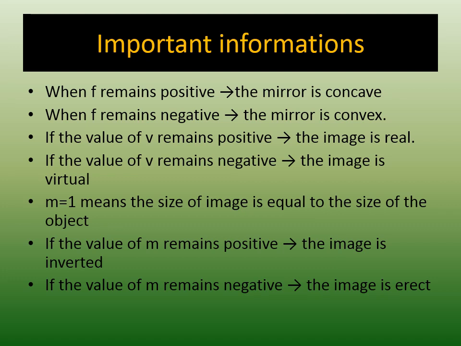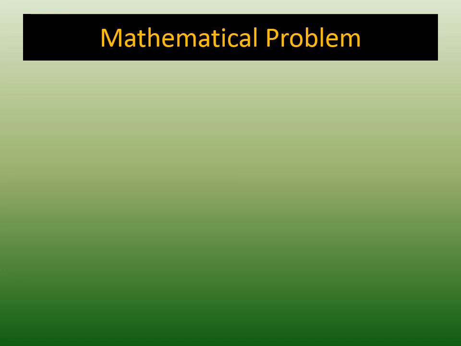If the value of m remains negative, the image is erect. Students, by mistake, I have written something wrong. If the value of m remains positive, then the image is erect, not inverted. And if the value of m remains negative, the image is inverted. That means inverted image for the last one. The image is not erect, the image is inverted. Thank you. That's good. This is for mathematical problems.